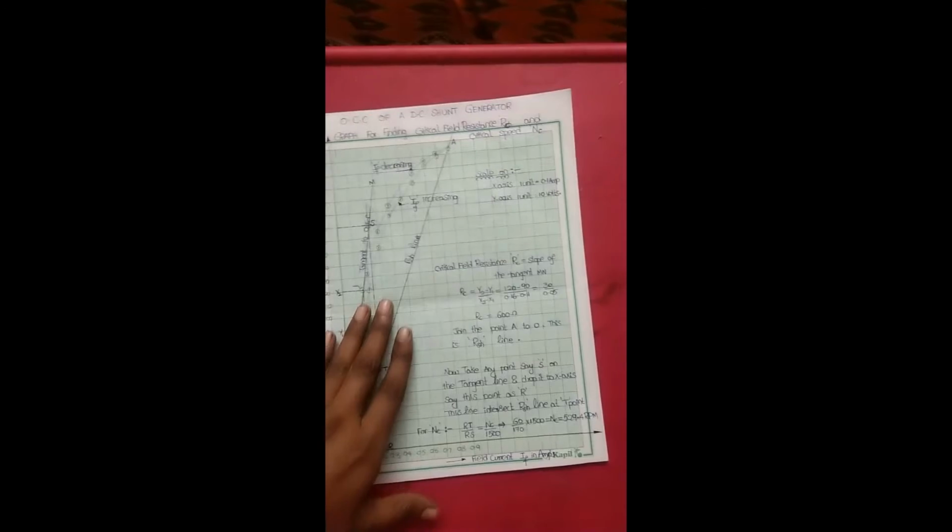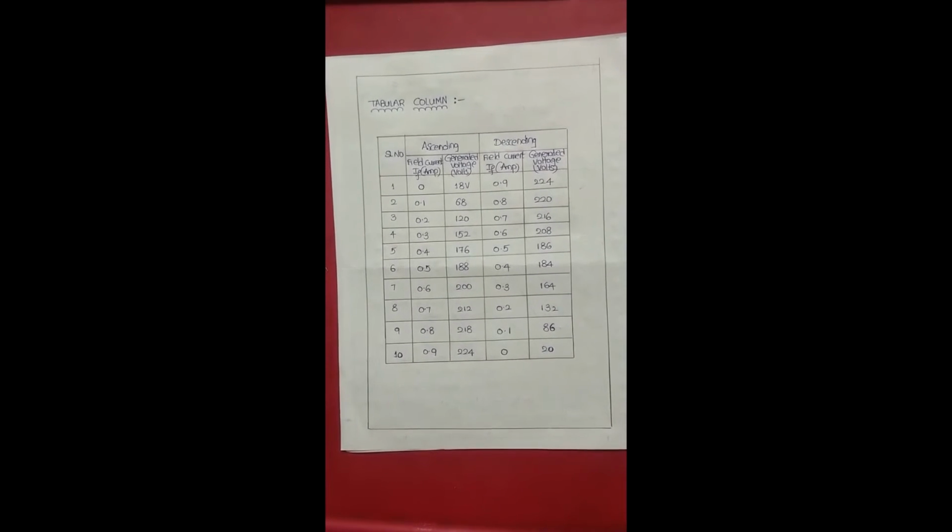These are the tabulated values from the experiment, in ascending order and descending order. The field current is increasing from 0 to 0.9 amperes, and the corresponding voltages I noted down here. Similarly on the other side, the moment we reach 224 volts for 0.9 amperes, we gradually decrease, and for 0 amperes field current we got 20 volts, which is called the residual voltage. Based on these values, we are going to draw the open circuit characteristic curve.